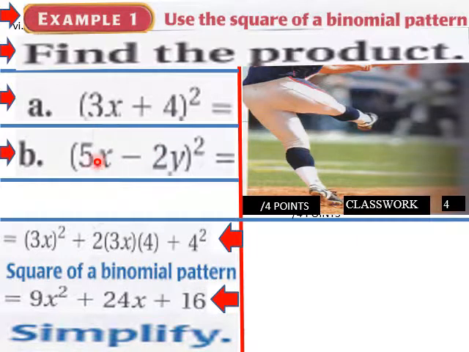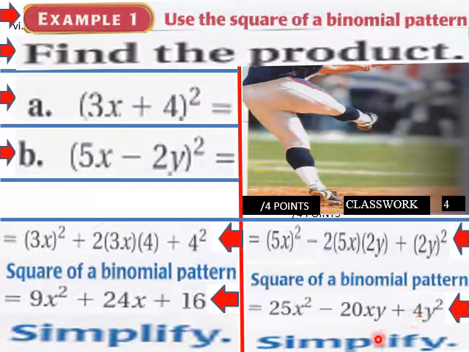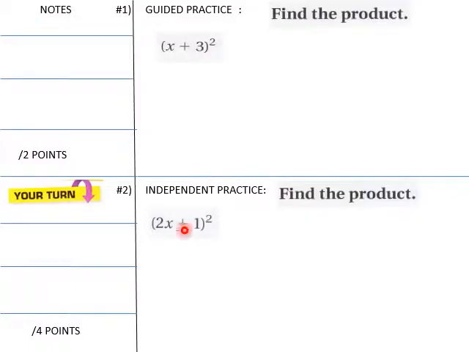Then we have a difference of a square, 5x minus 2y. What's our pattern for a difference of a square? It's a squared minus 2ab plus b squared. We do our math and we get 25x squared, and then 2 times 2 is 4y times 5x, which is minus 20xy, plus 2y squared, which is 4y squared. That follows our pattern for a difference of a square.